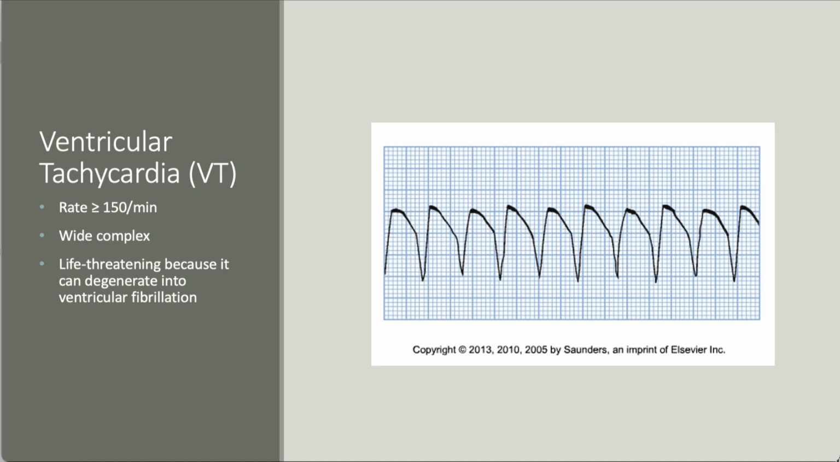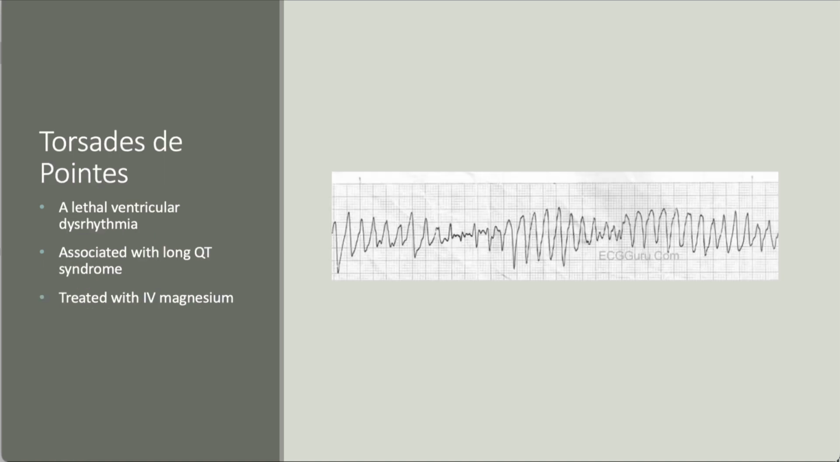And then there's ventricular tachycardia, where it's wide complex. The rate's more than 150. And this can be life-threatening because it doesn't have good cardiac output. The heart doesn't tolerate this well. And you can go right into ventricular fibrillation from this.